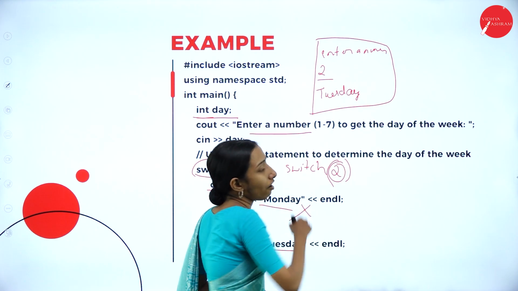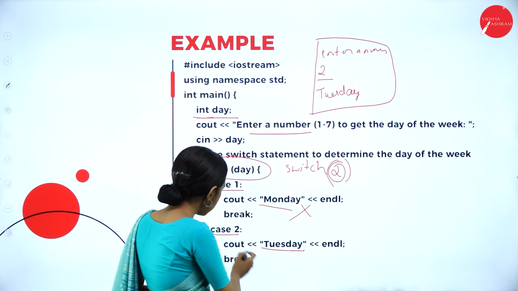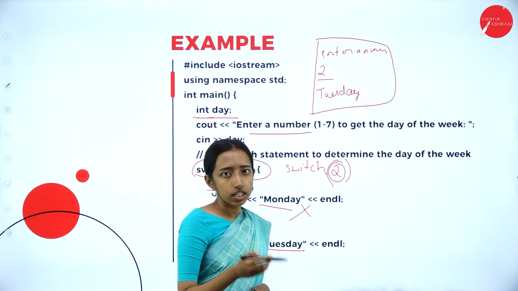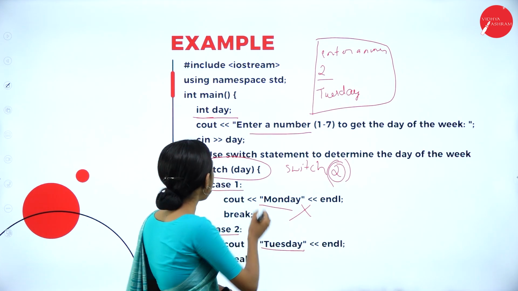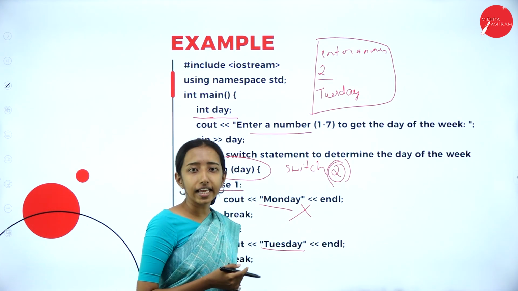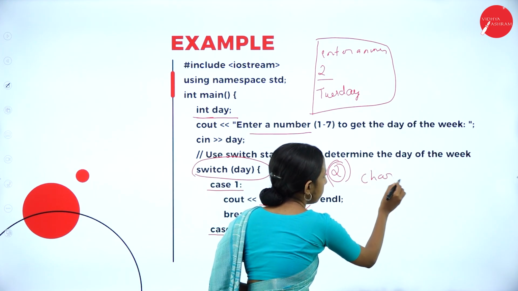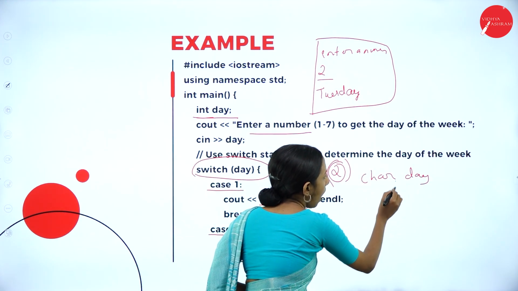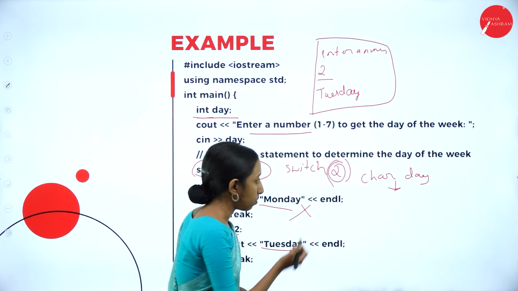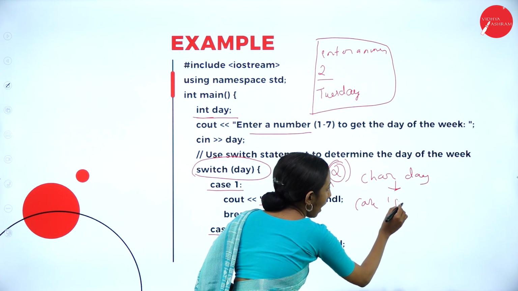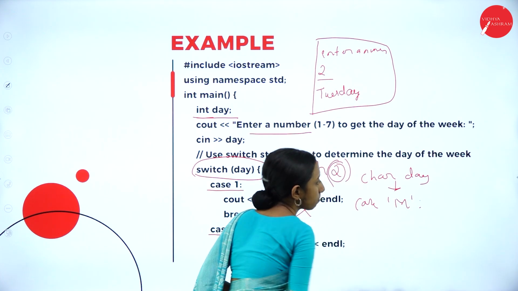Because as a user I have given 2 and the option, the case 2 matches. So we will be getting Tuesday. For example, if I have taken day as a char, then how do we write the case value? We can have case Monday, I will be mentioning it like this.